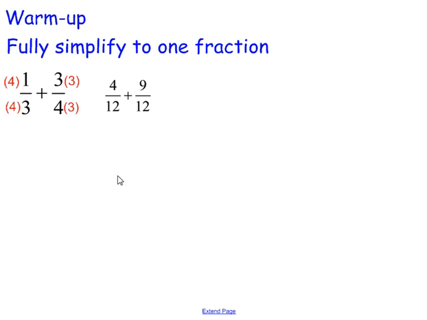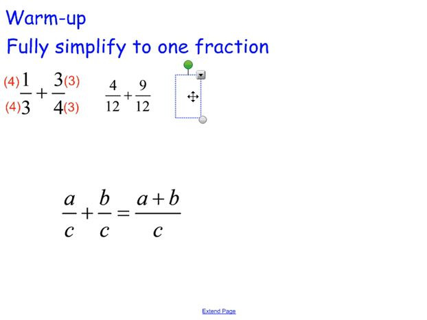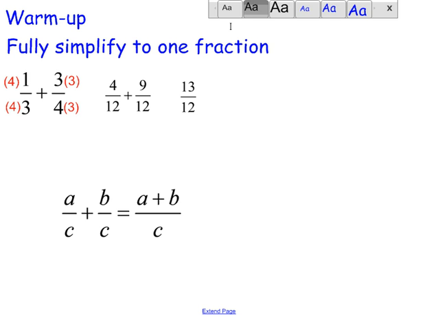Okay, now if you want to bring it together as one fraction, remember this rule over here? A over C plus B over C is equal to A plus B over C. If two fractions have a common denominator and you're adding them, you can just join the numerators with the single common denominator. So this is going to give us 13 over 12. So that's our final answer.